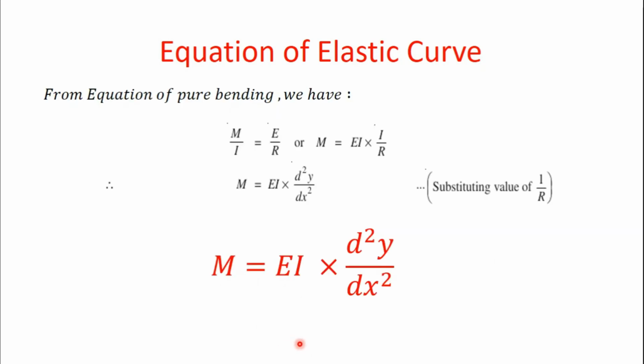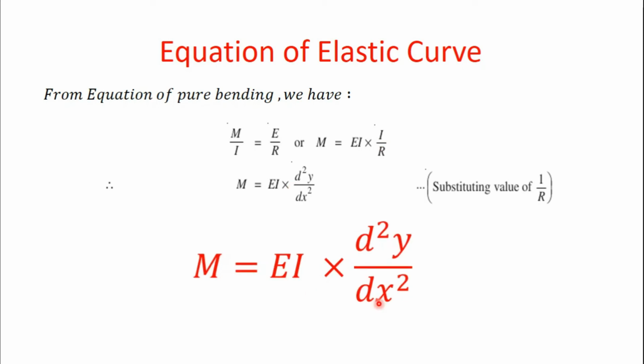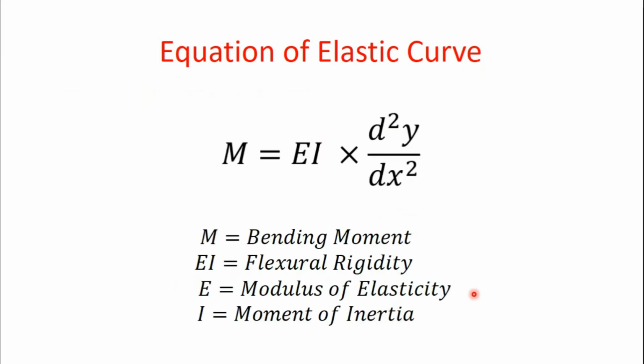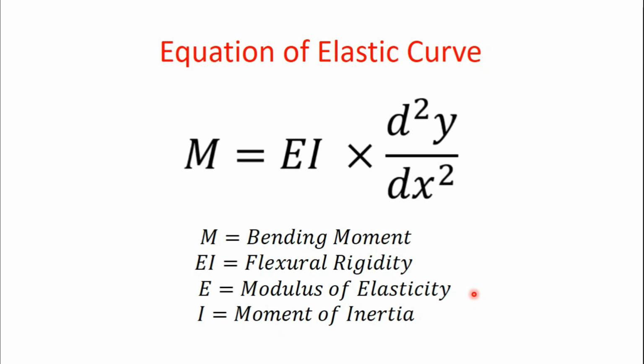Now we will use this equation, along with the equation of pure bending. We have M upon I equals E upon r, or M equals EI into 1 upon r, substituting for 1 upon r as d2y upon dx square, and finally we get the desired equation which we wanted to get, and this equation is M equals EI into d2y upon dx square, where M is the bending moment, EI is called the flexural rigidity, where E is modulus of elasticity and I is moment of inertia. And this is a very beautiful equation, which is called in general the equation of elastic curve.